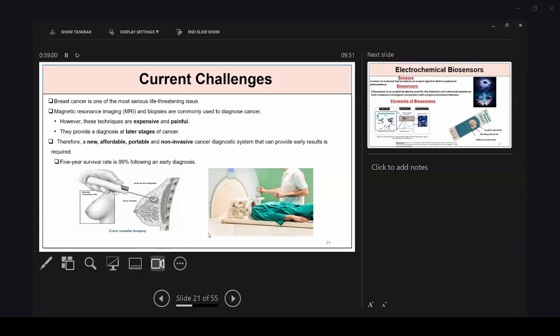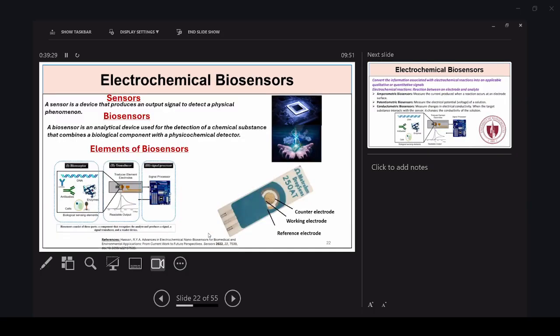Yeah. So to detect breast cancer, currently they are using MRI and biopsy. As I mentioned before, these techniques are expensive and more painful. And also it is usually diagnosed at a later stage of the cancer. And we are trying to develop an affordable, portable, non-invasive cancer diagnostic system. Okay. Yes, to that end, we are focusing on the development of electrochemical biosensors.